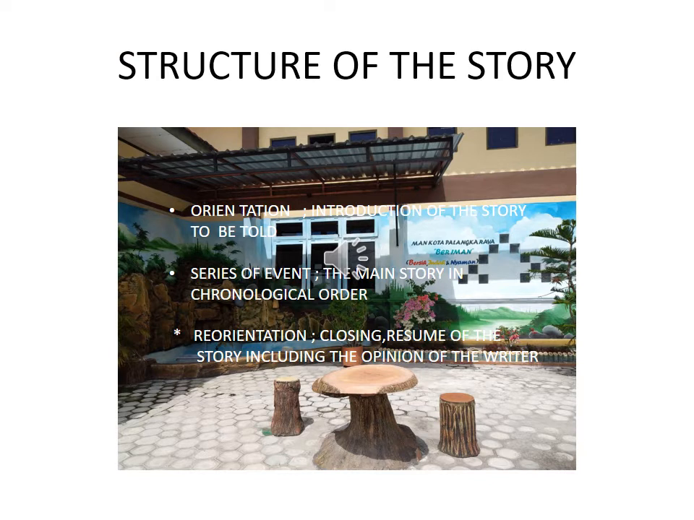So the next thing about recount text is the structure of the story. The first one is orientation. Here it tells the introduction of the story. The second is the series of events, or the main story, in chronological order. And the last one is reorientation. It's the closing, including a resume of the story and the opinion of the writer.